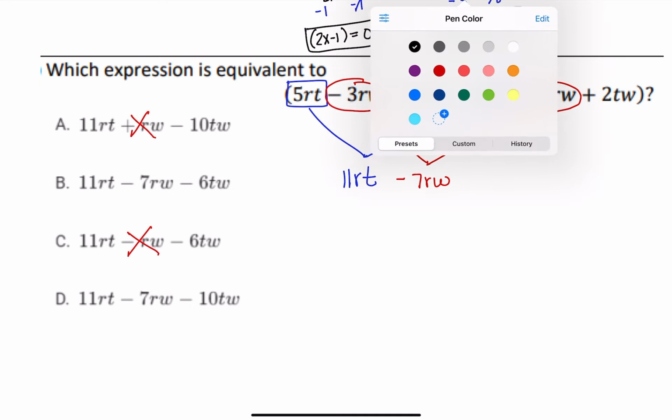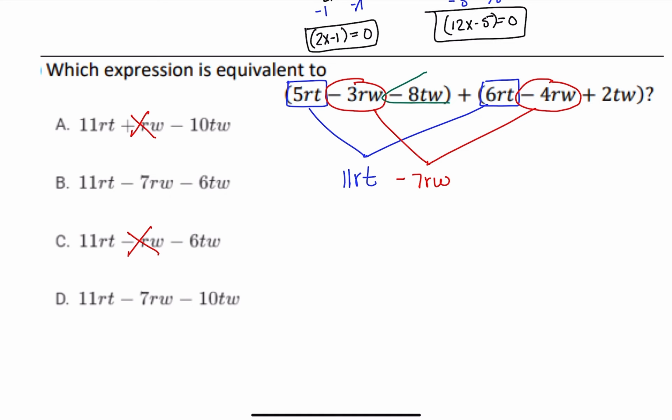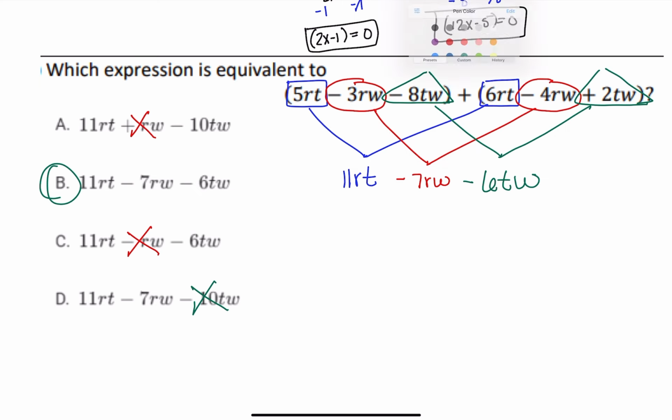So lastly is going to be my negative 8 plus my 2. Make sure you're putting this in correctly because some people are going to say 10, and that is absolutely incorrect. It's actually negative 6TW. People are going to say 10, which is why they put that answer choice there, so make sure that you are putting it in the calculator correctly.